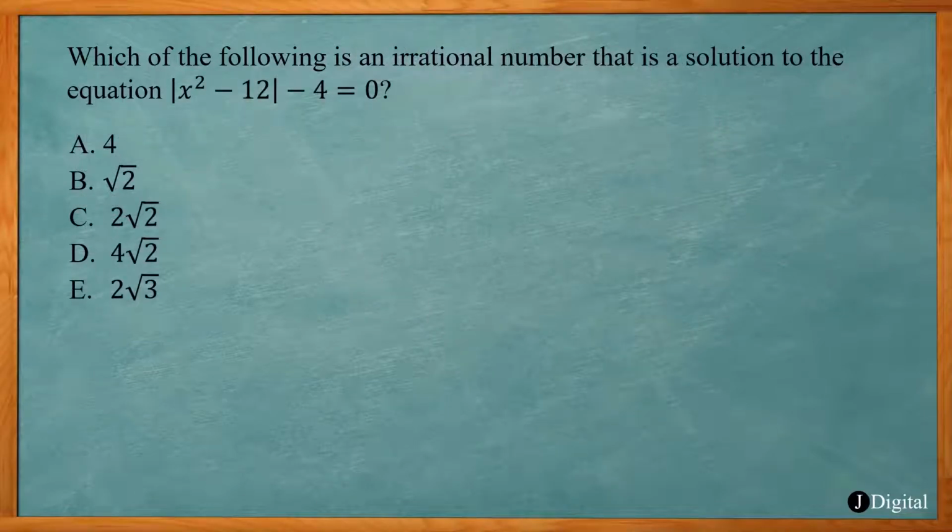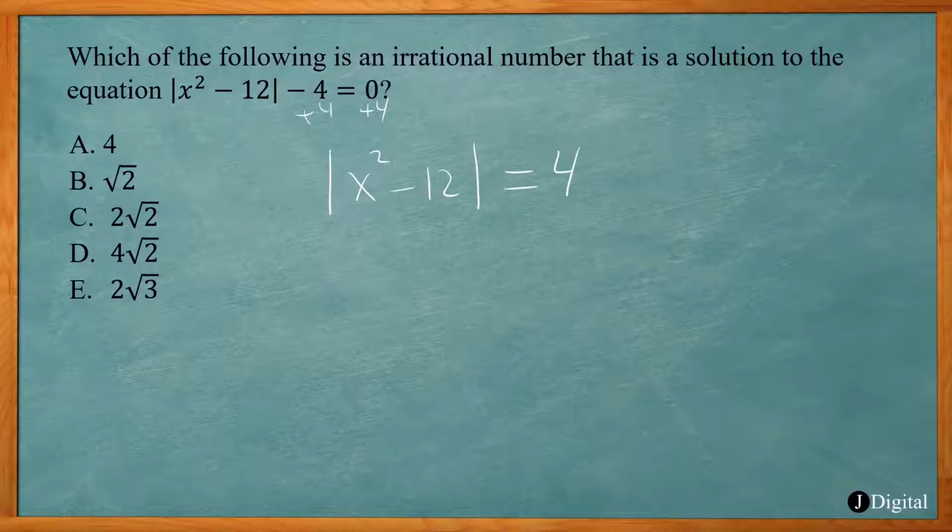So this one says, which of the following is an irrational number that is a solution to the equation absolute value of x squared minus 12, minus 4 equals 0? Alright, so this one involves a little extra step. We need to get the absolute value by itself. So I'm going to add 4 to both sides. That's going to give me the absolute value of x squared minus 12 is equal to 4.